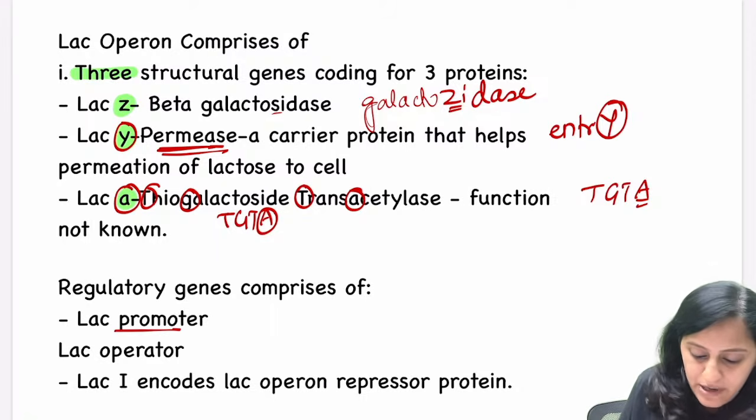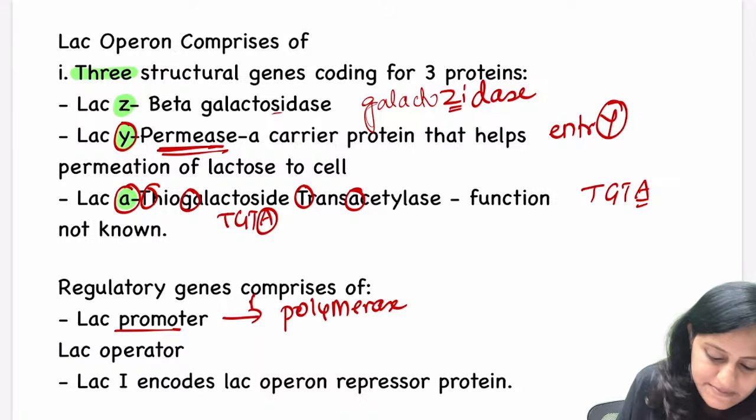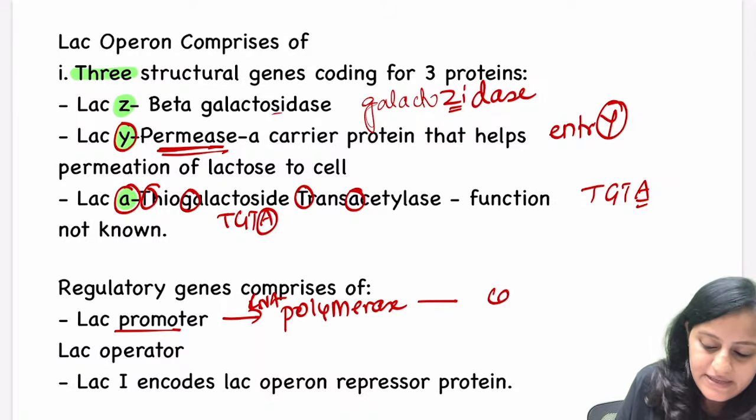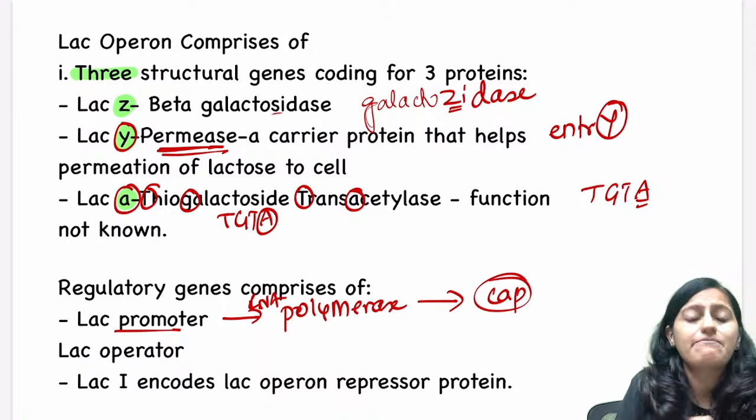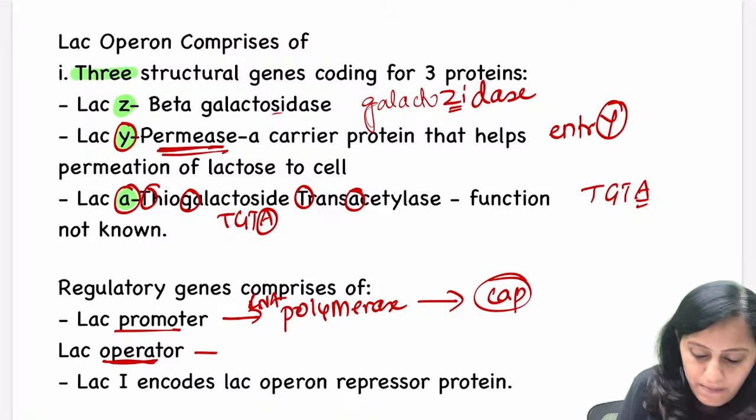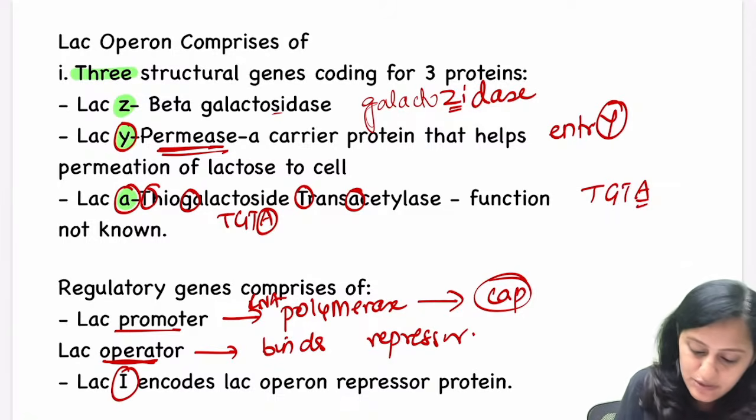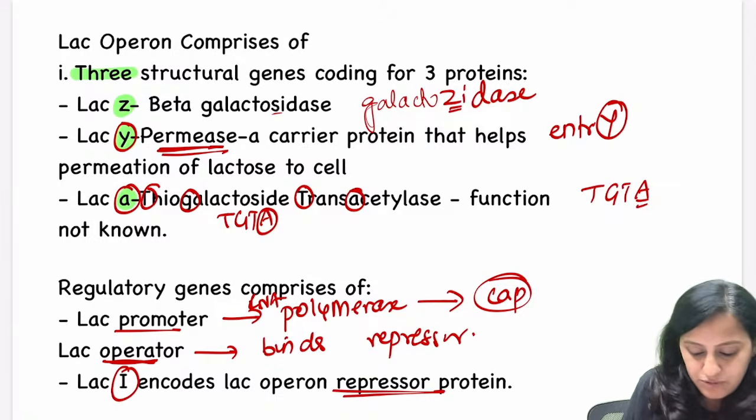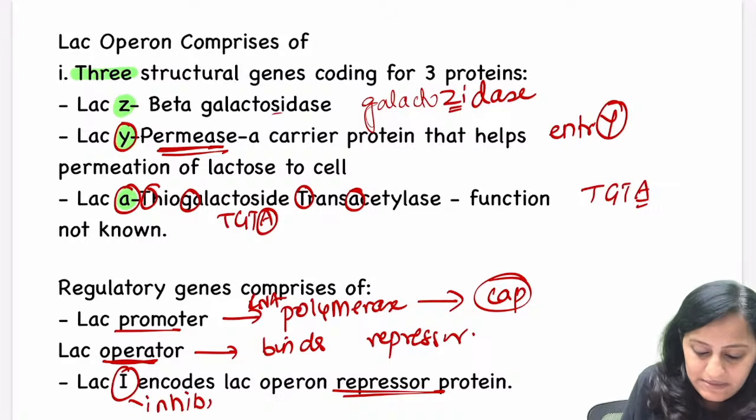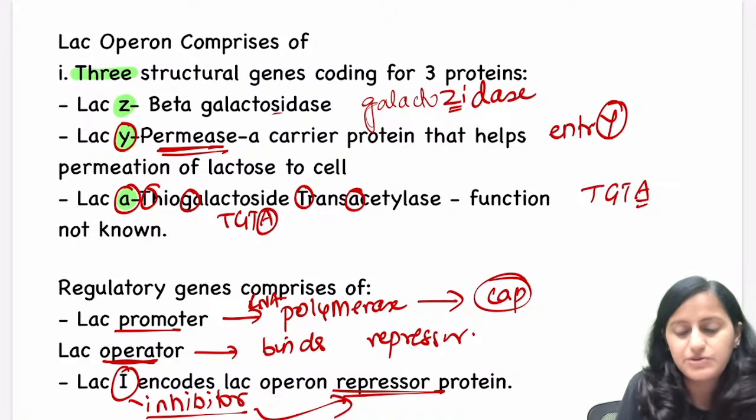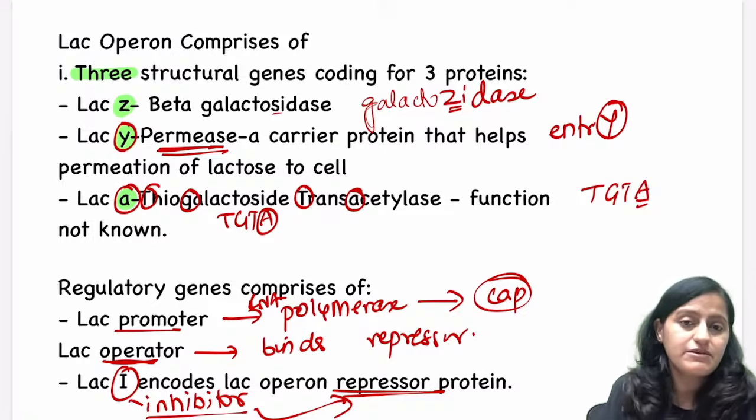Regulatory genes: promoter. Remember P for P. The RNA polymerase binds here, right? The CAP site is present as a CAP for the promoter. Lac operator, this is where what binds? The repressor binds. And the Lac I, which encodes for the repressor protein. I is the inhibitor gene, which is encoding for the repressor. Is this clear with everyone?